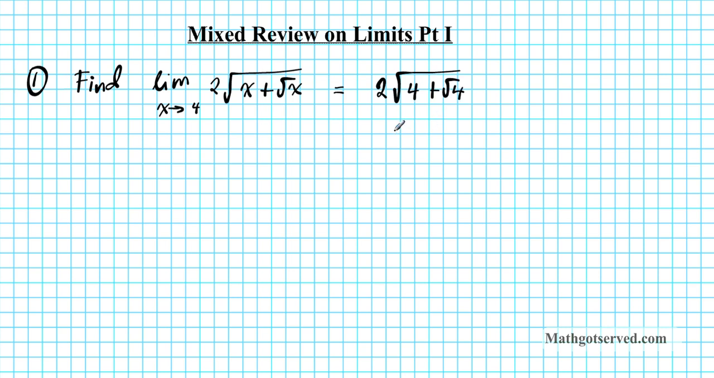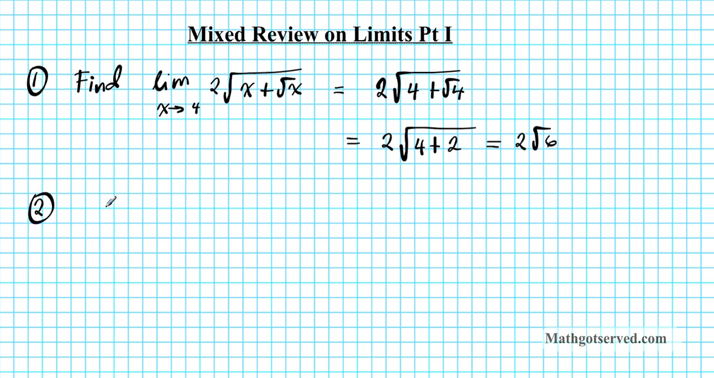Let's go ahead and reduce this. This becomes 2 times the square root of 4 plus the square root of 4 is 2. So the final answer is going to be 2 root 6. So there you have it.